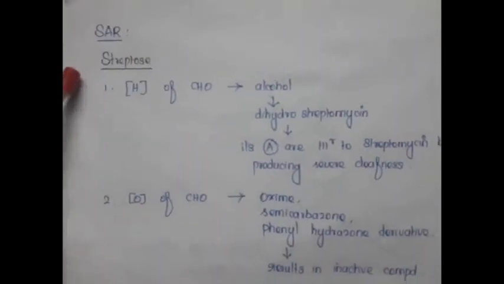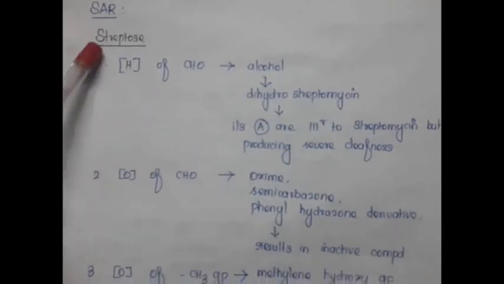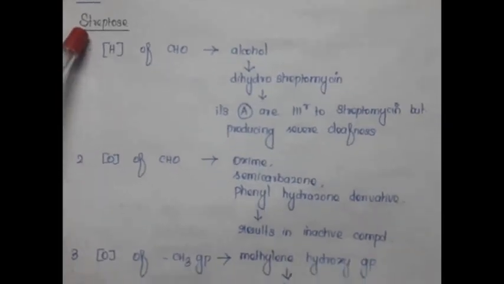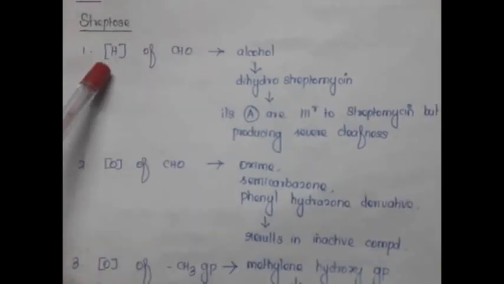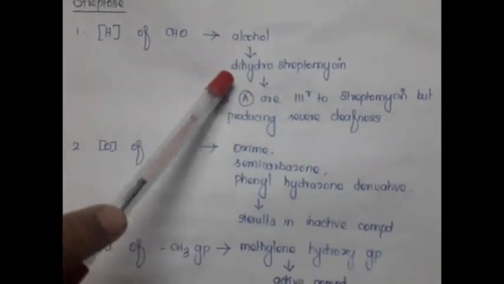Now we'll see the SAR of streptomycin. First we'll see streptose. Streptose has an aldehyde group. If the aldehyde group undergoes reduction, we get an alcohol, called dihydrostreptomycin, and its activity is similar to streptomycin. Both have the same activity, but it produces severe deafness. If the aldehyde is converted to an oxime, semicarbazone or phenylhydrazone derivative, that results in an inactive compound. If the methyl group present in streptose is oxidized to a hydroxymethyl group, an active compound is produced. Now we will see N-methyl L-glucosamine.